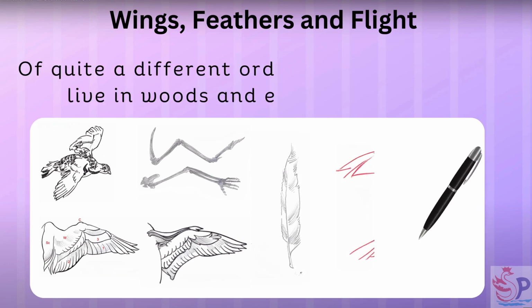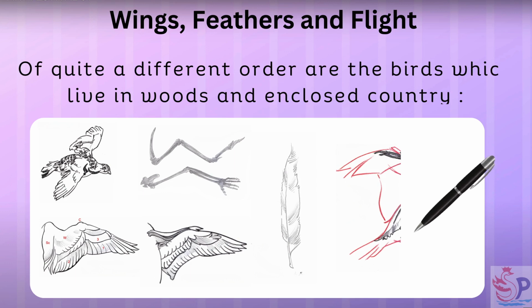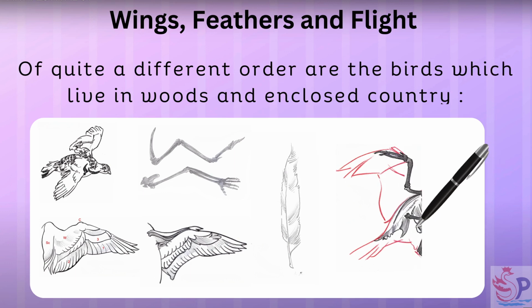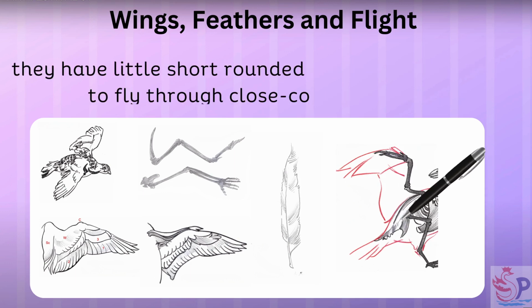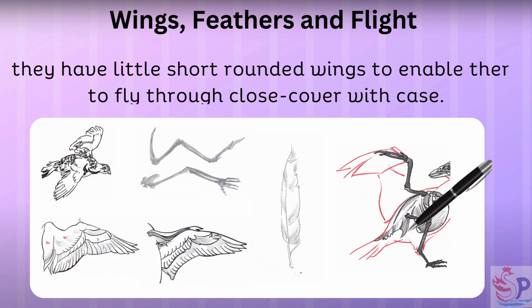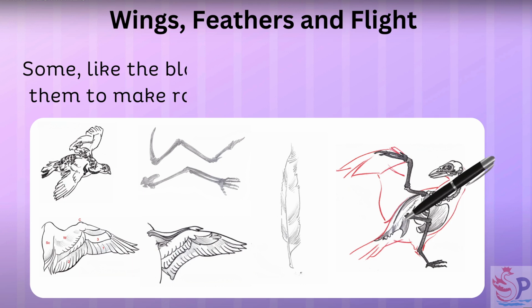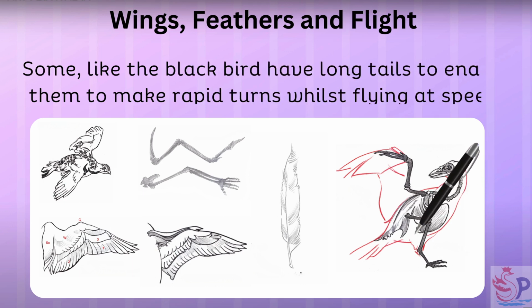Of quite a different order are the birds which live in woods and enclosed country. They have little short rounded wings to enable them to fly through close cover with ease. Some, like the blackbird, have long tails to enable them to make rapid turns whilst flying at speed.